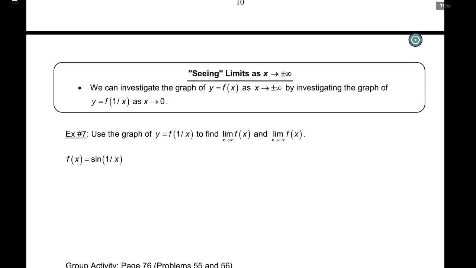Okay, this is kind of tricky, sometimes this is hard for some students to see. If you have something that's difficult to investigate as x goes to infinity or negative infinity, you can take the reciprocal, or the reciprocal composition, of f of 1 over x versus f of x.